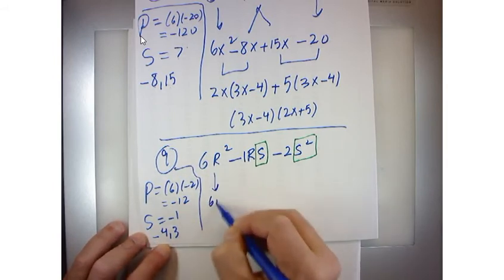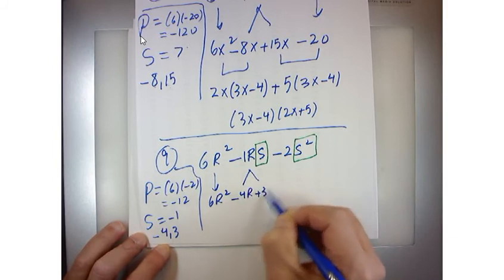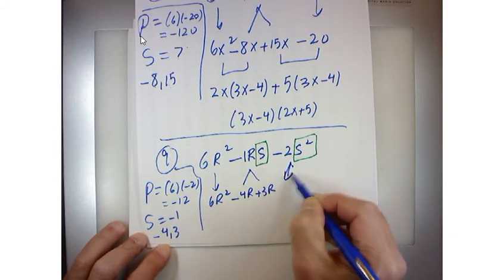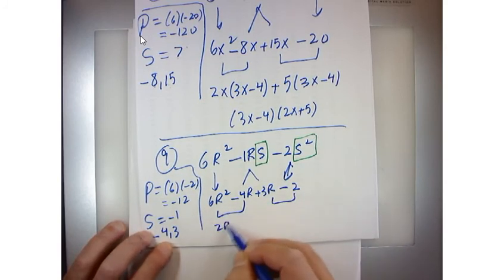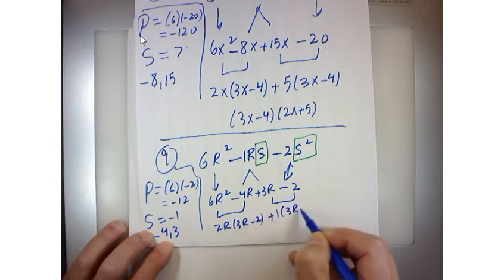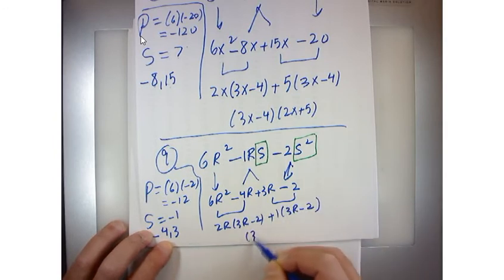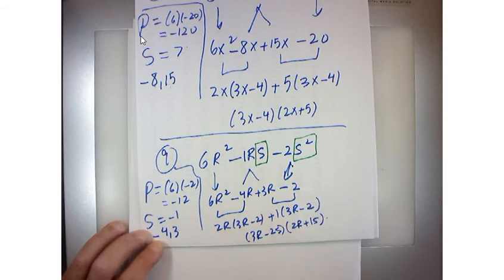So this would be 6r squared minus 4r plus 3r minus 2. And group them, so it's 2r into 3r minus 2. It's 1 into 3r minus 2. 3r minus 2, 2r plus 1. And then we're going to put an s to get the s squared at the end.